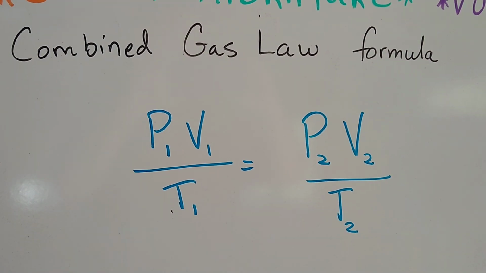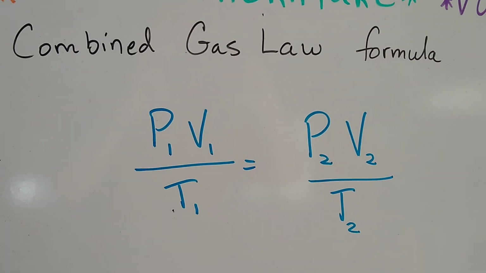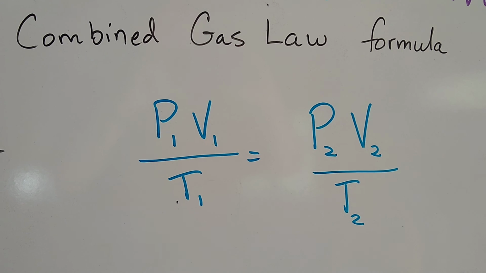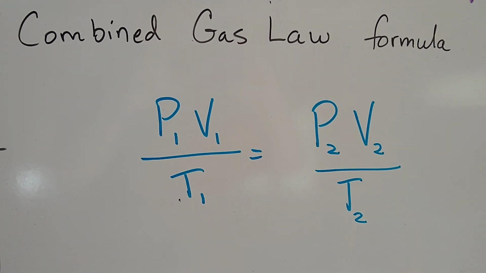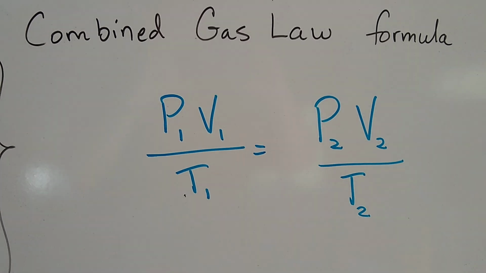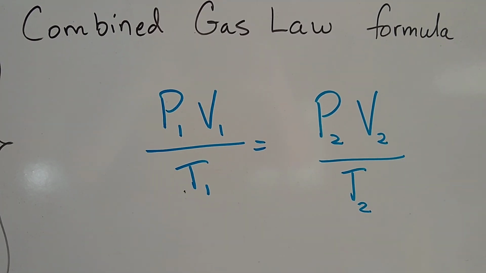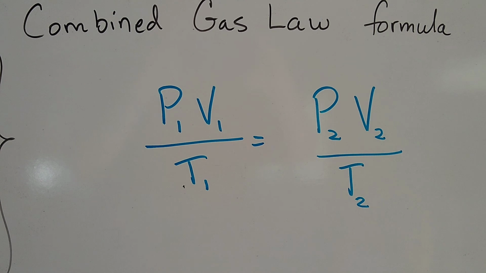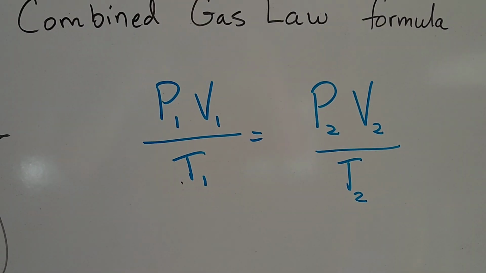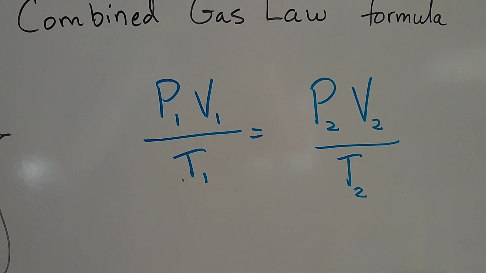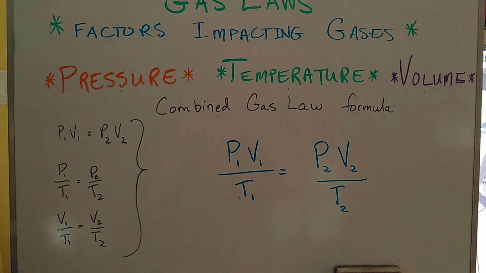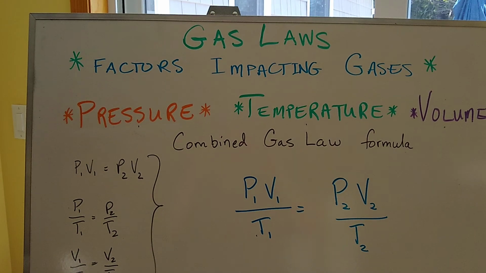P1 times V1 divided by T1 equals P2 times V2 divided by T2. So your initial pressure times initial volume divided by initial temperature will equal the final pressure times the final volume divided by the final temperature. And that concludes our discussion on gas laws.